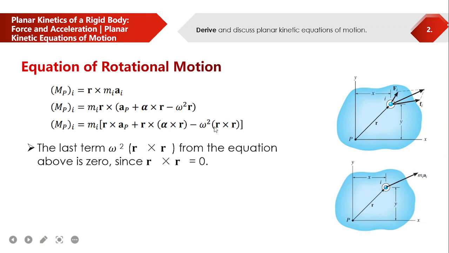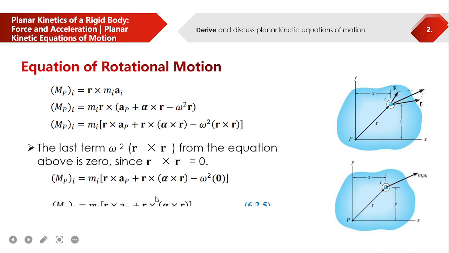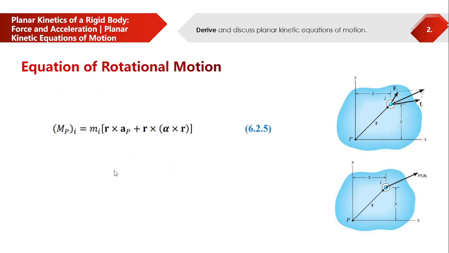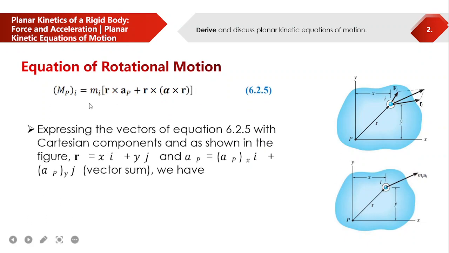Then the third term of your equation here will be equal to 0. Therefore, what remains is the moment at point P sub i, which is equal to the mass m sub i times r times a sub P plus r times alpha times r. Since the last term is zero, this is what remains.